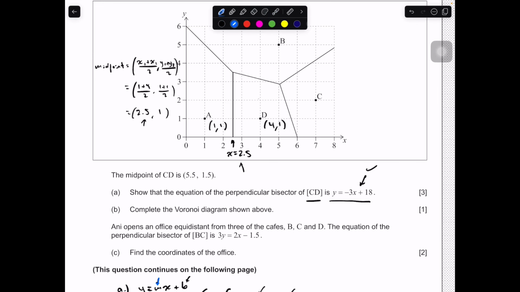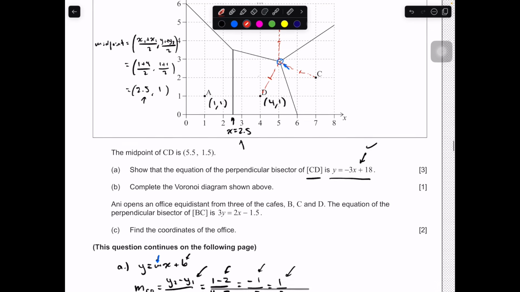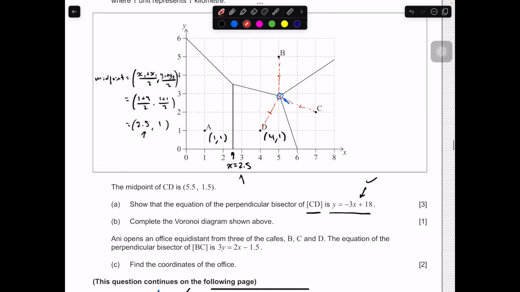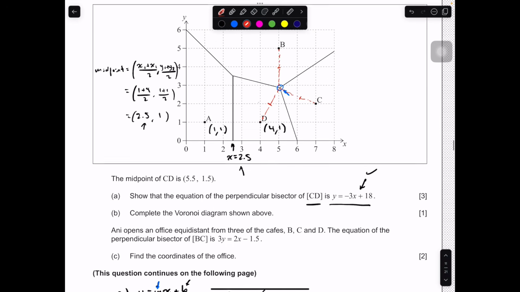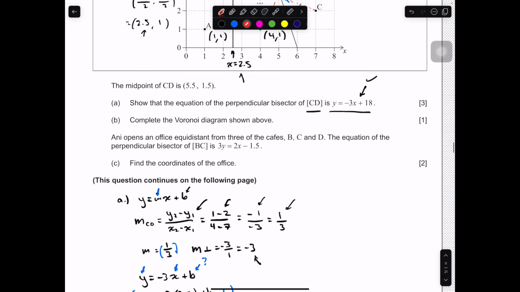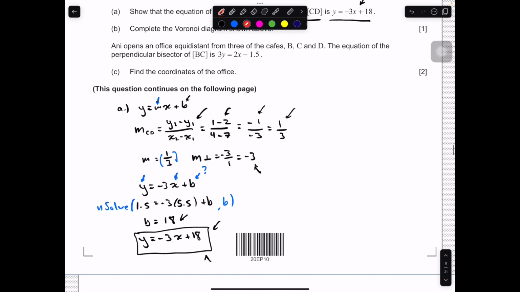That is to say, we want to know the coordinate points of this junction, where these boundary lines meet. Because at that point we're equal distance away from B, C, and D. All of these will be an equal distance. So what are the coordinates of this office? Since we have two equations, we want to see where they meet. This is an interesting question. I'll write it out over here.